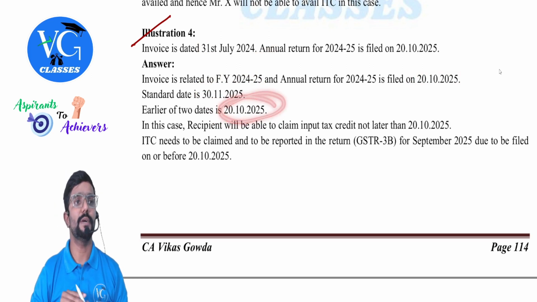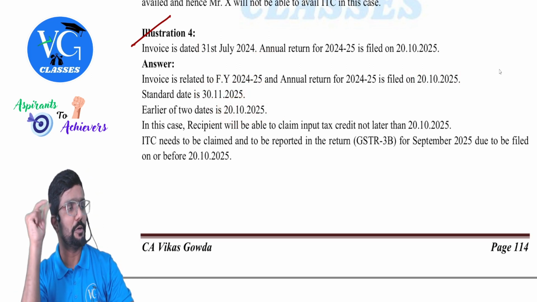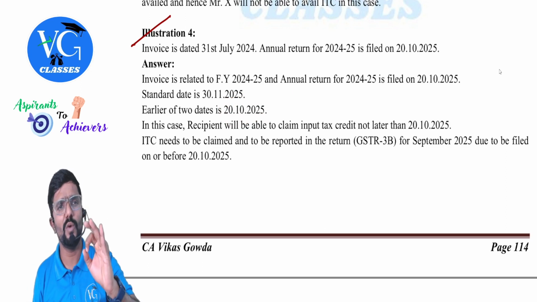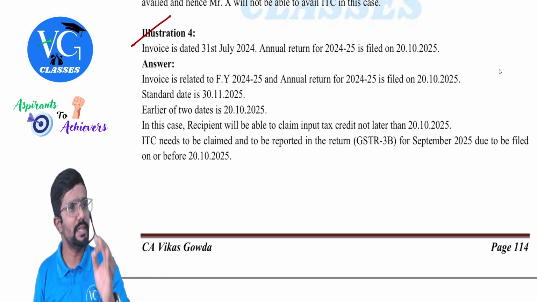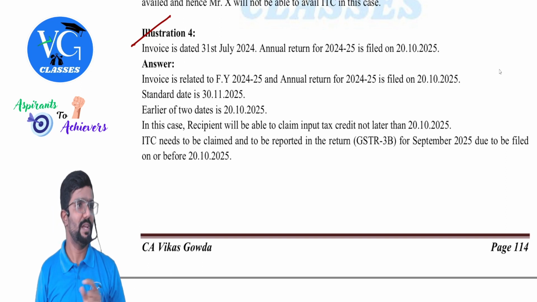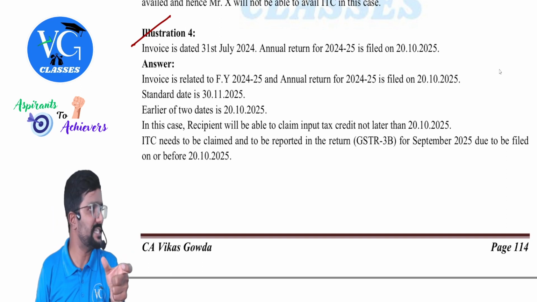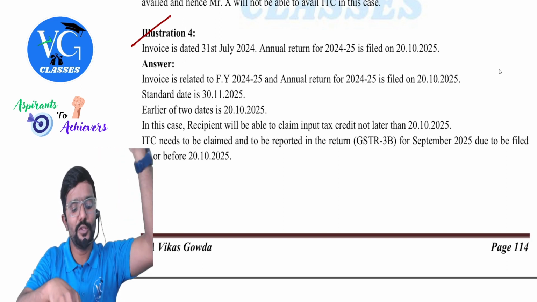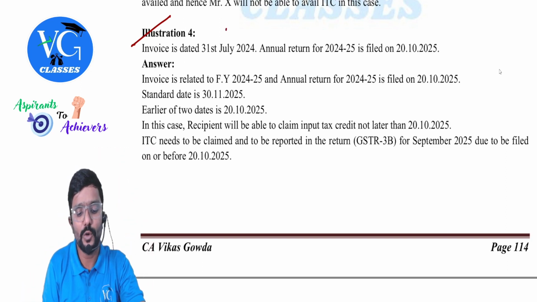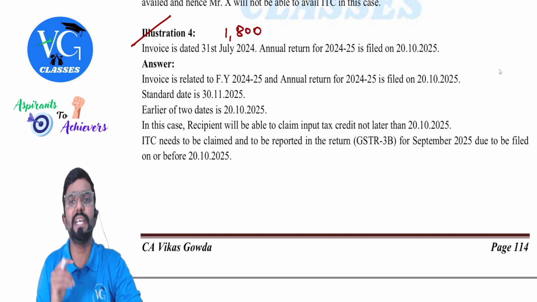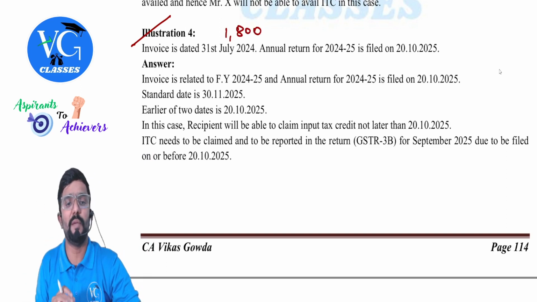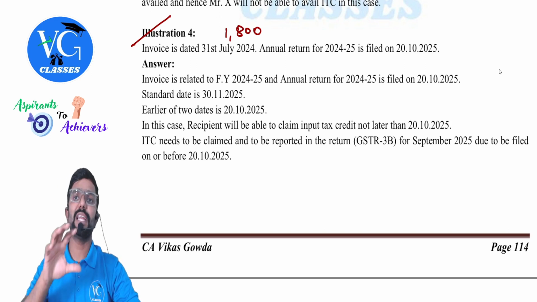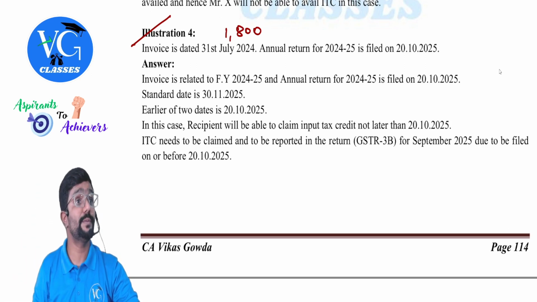20th October. Not only for this return, not only for this invoice, any invoice issued in the financial year 24-25. I have just taken one invoice as an example. Clear? Yes. So with respect to this invoice, the credit totally was 1,800. So this credit can be claimed on or before what date, people? 20th October.